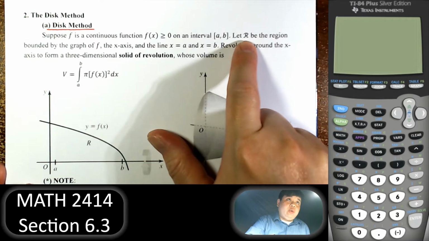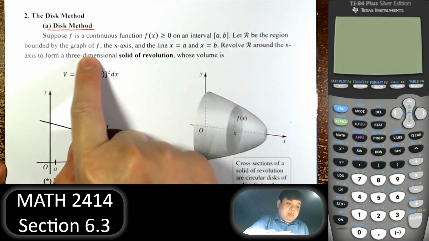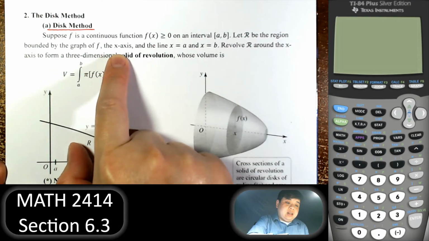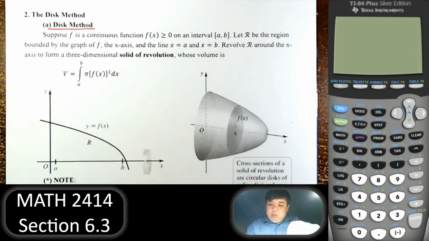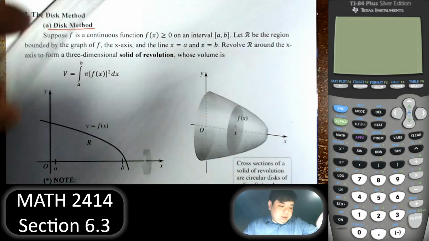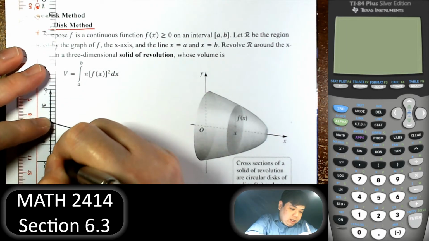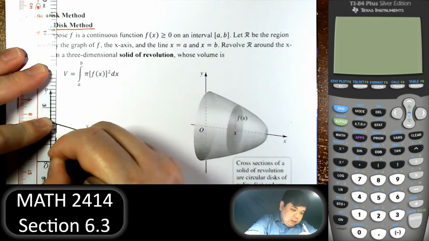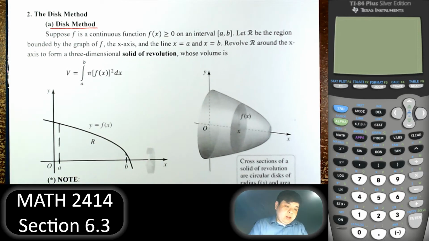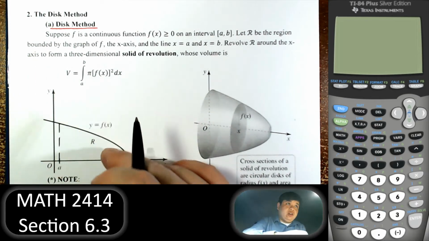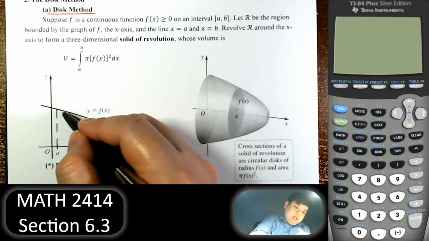Let script R be the region bounded by the function and the x-axis, and the lines x equal to a and x equal to b. If we talk about this in the graph, R goes from a to b, bounded by the function and the x-axis. So this is the region R.